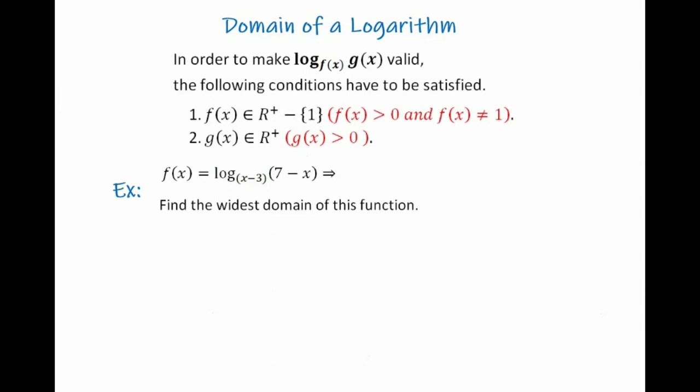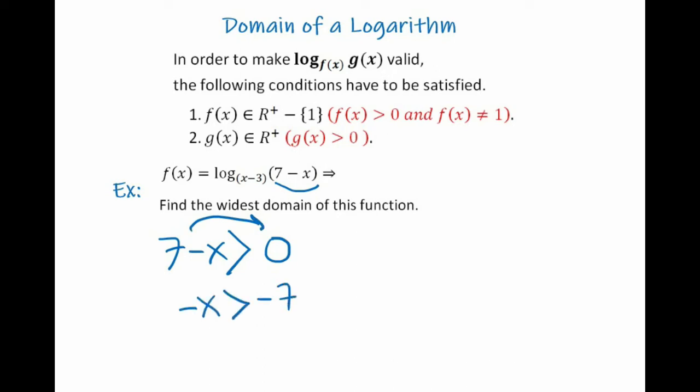Again, in this question, we are asked to find the widest domain of this function. We need to make sure that the number and the base have to be greater than 0. So let's take a look at the number first. 7 minus x has to be greater than 0. Just send this 7 to the right side to make it negative. So negative x is greater than negative 7. What we are looking for is positive x, not negative x.